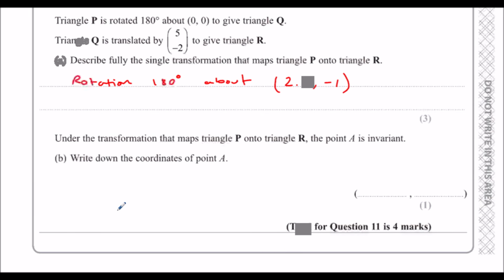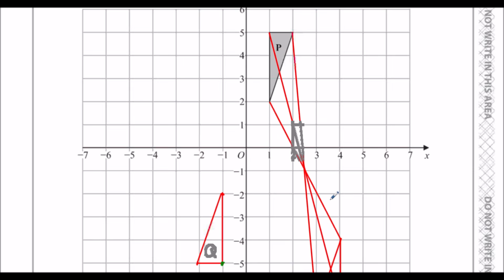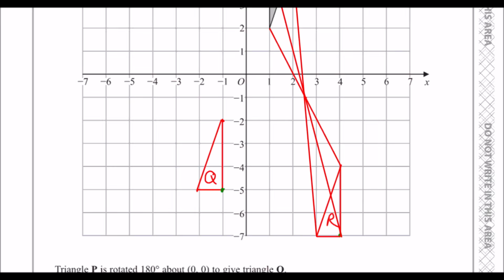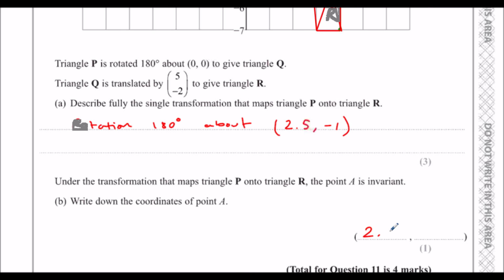Under the transformation that maps P onto R, the point A is invariant. Write the coordinates of point A. So P onto R, that's this rotation. Which point doesn't move for this rotation? The point that doesn't move is the point where you hold the tracing paper. So that is the center of rotation, the point you rotate the triangle about. So the same answer as the last one, 2.5, negative 1. Invariant means it's the point that doesn't move.